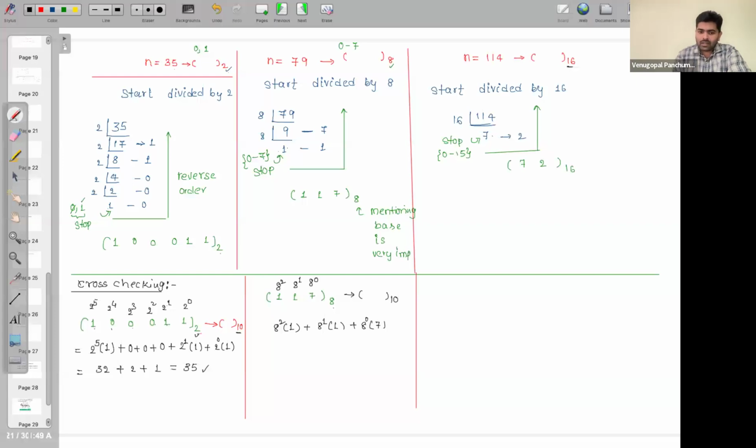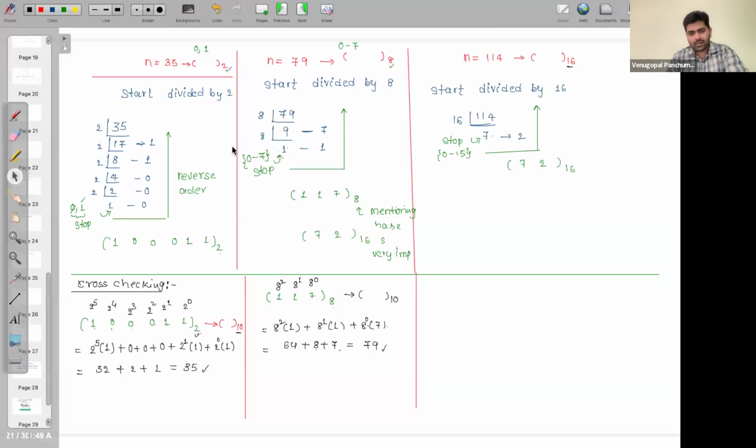Into 7. So now let's see what is this value. So 8 square is 64. 64 plus 8 power 1 into 1, which is 8, plus 8 power 0 is 1, so 1 into 7, which is 7. Now what is this value? This is 15. 15 plus 64, so that is 79. Therefore, whatever we have done, that is also correct. Okay. Right. So now next, let us check whether this answer we got is right or wrong.